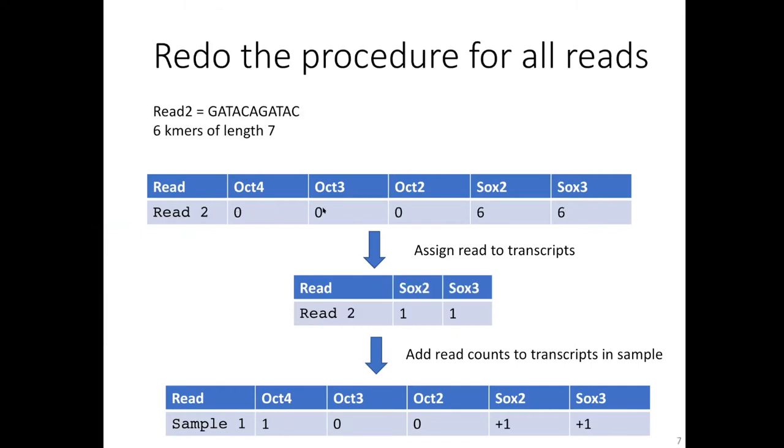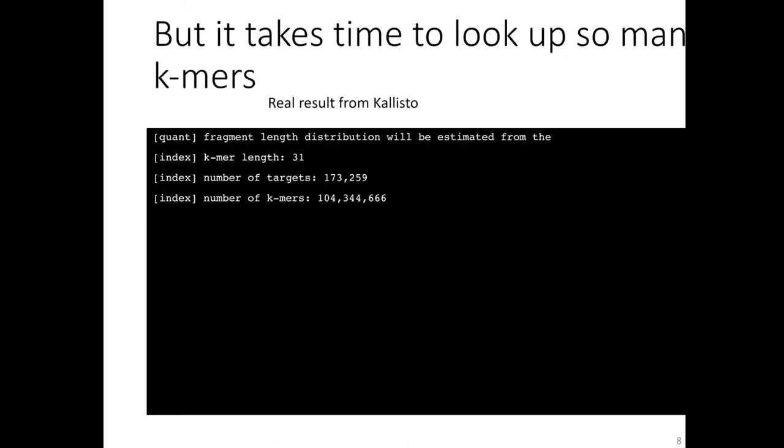So for the second read, it does the same thing. But in this case, it can't actually differentiate between these two genes. So then it will assign the read to both of these genes. So there will be a plus one for two of those. And then it just does that for all of them. Okay, so what is the problem?